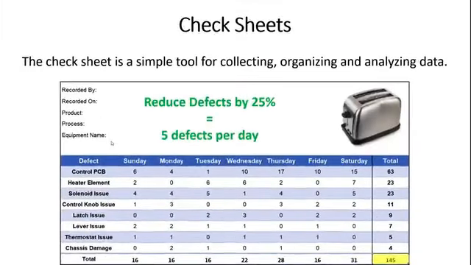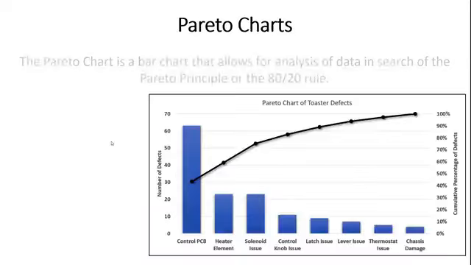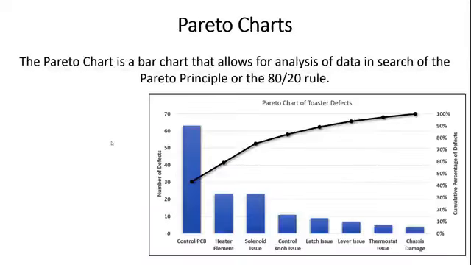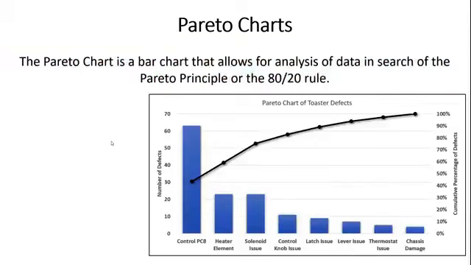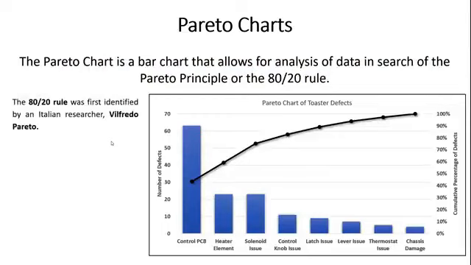Now, we obviously can't focus on all these defects. So the real question is, how do we know what to focus on? And that's where the Pareto Chart comes into play. So the Pareto Chart is another QC tool that allows you to analyze your data in search of the Pareto principle. So what is the Pareto rule, or what is this 80-20 rule?